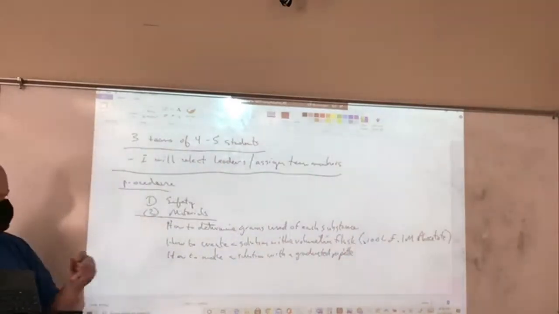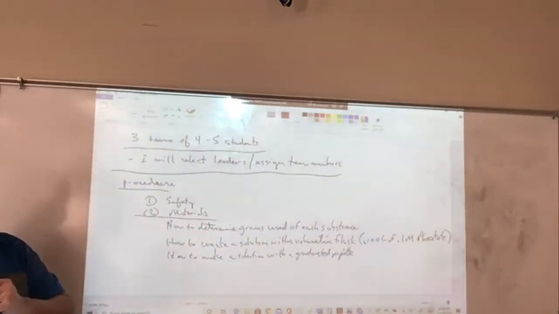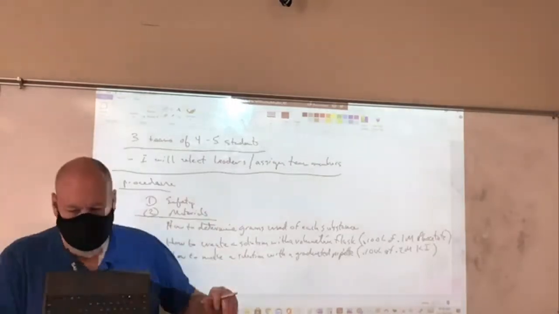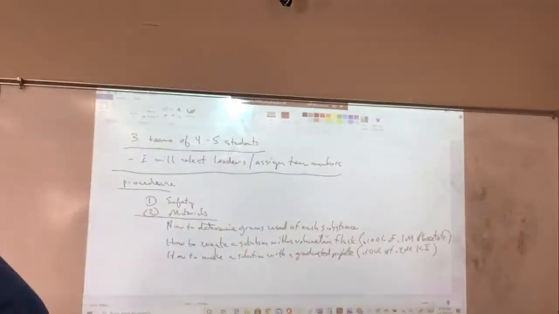Okay, how to make a solution with a graduated pipette. I want 0.100 liters of a 0.2 molar potassium iodide solution. Okay, and you're going to make that in an Erlenmeyer flask.